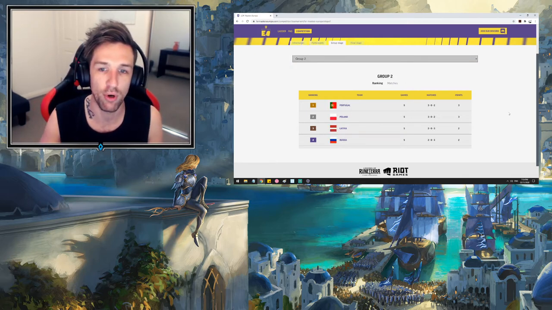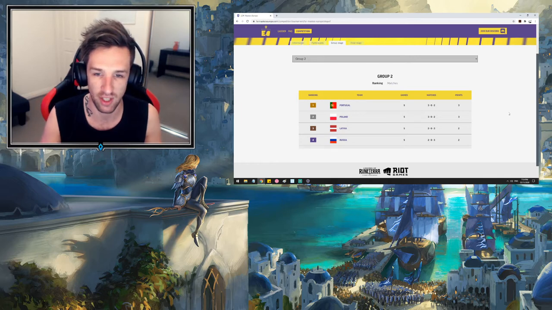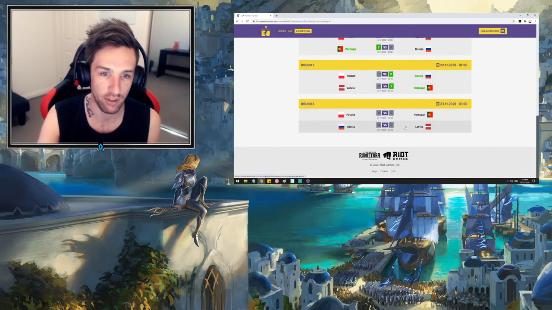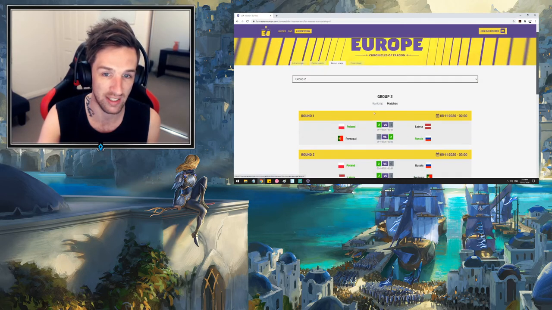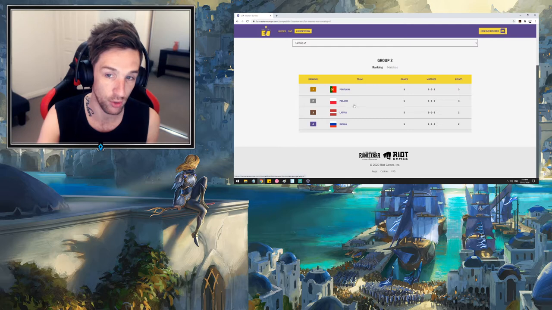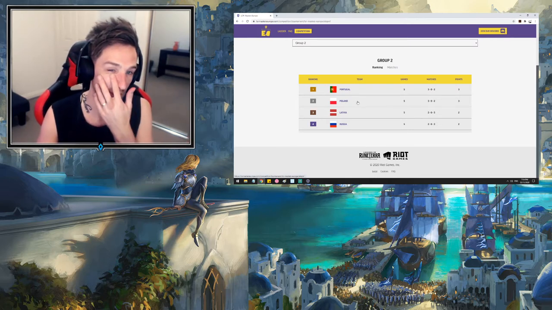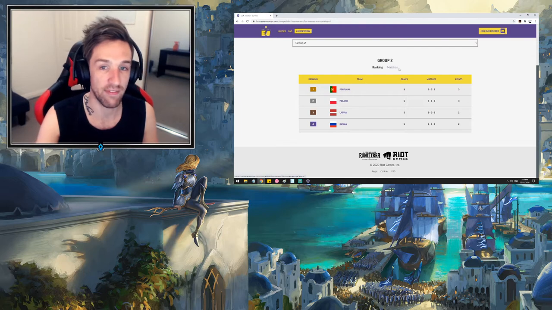Let's take a quick look at Group 2. So in Group 2, we have Portugal sitting on three wins. This group, again, is still very much alive. Let's double check what kind of matches we have left over. So we do have Poland versus Portugal. At this point, one of Poland and Portugal is going to get out of the group stage and make it to the knockout stage, because they are facing off tonight.